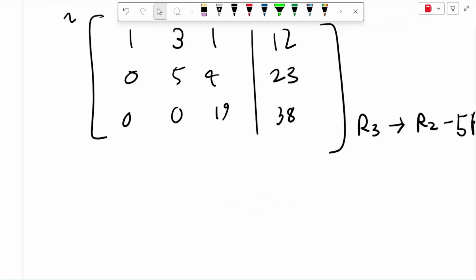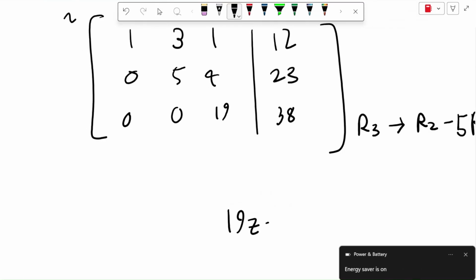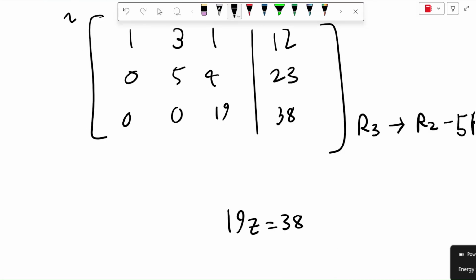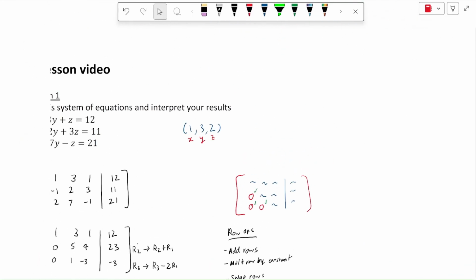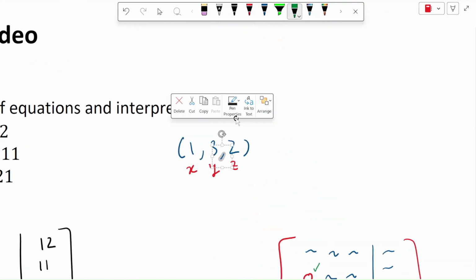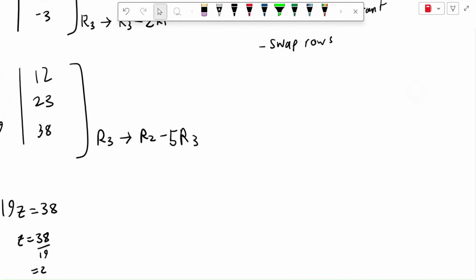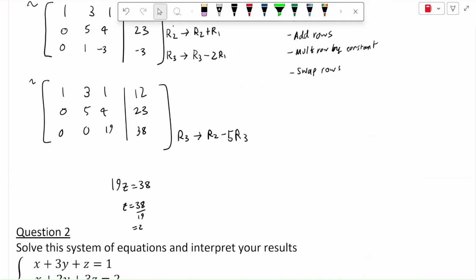Okay, bottom equation is 19z is 38. So we can just solve this like a normal equation. Z is 38 over 19, which is 2. So that's already matching that. We're very happy about this. Then we sort of work our way back up.